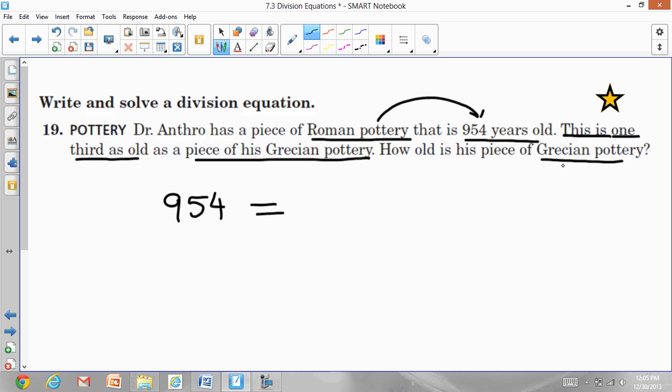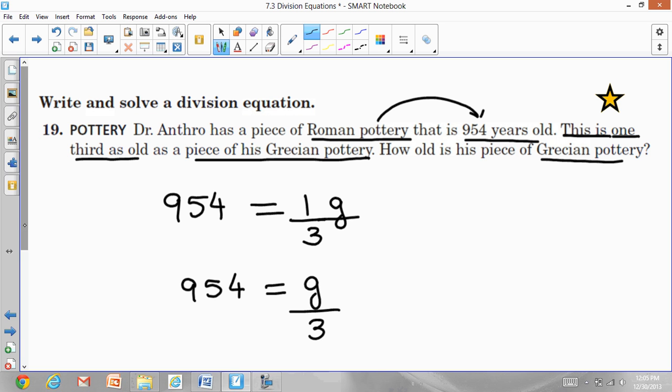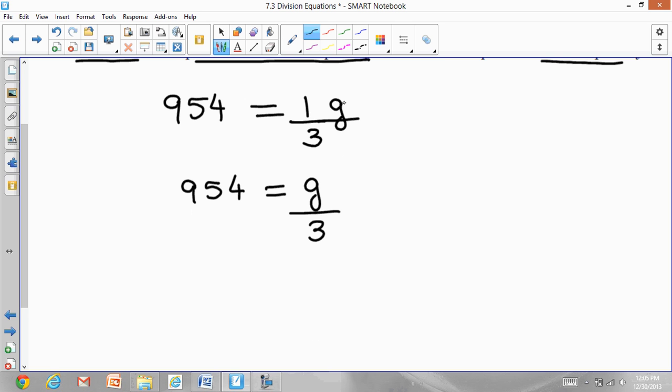So the one information you do not know, I'm going to take it as G. So they're saying this 954 is 1/3 of that of the Grecian pottery. So this is going to be 1/3 of G. So now I'm just going to pull the line to make it look like this. So I have 954 equals 1 times g is just g over 3. Any number multiplied by 1 is going to give you back the number itself. So the same thing. Any variable multiplied by 1 is going to give you the variable itself.